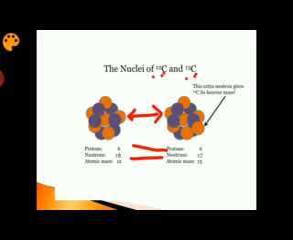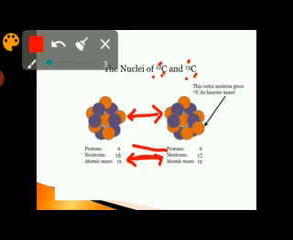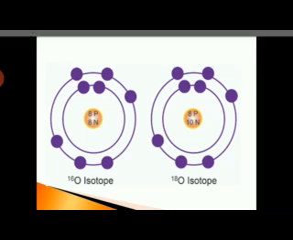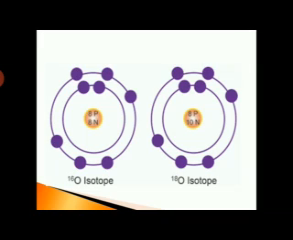The only number that will be different will be this mass number written in the upper part. And that difference in mass number is due to the difference in the number of neutrons. Let us look into another example. These are the isotopes of oxygen. 16 oxygen and 18 oxygen are isotopes. 17 oxygen is also an isotope of oxygen.